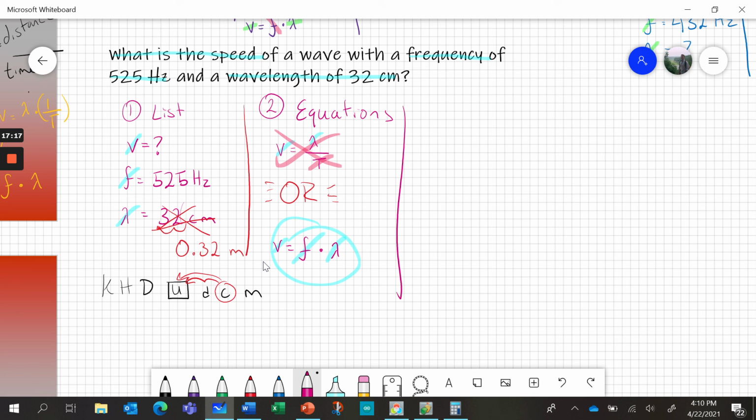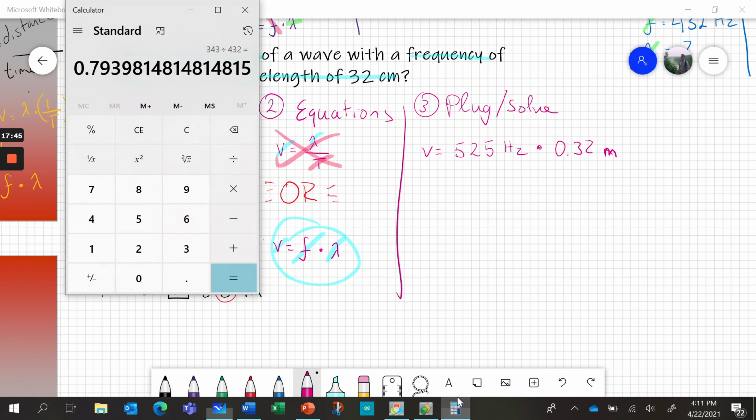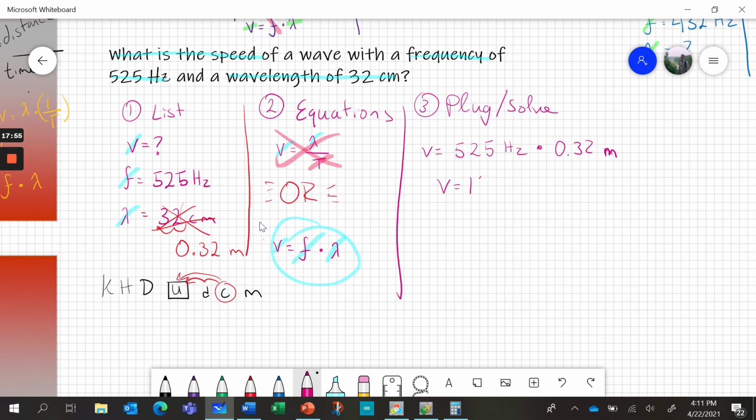So final piece here, step 3. Plug in our numbers and solve our equation. V is unknown, so we can't replace it. F is 525 hertz times lambda, which is 0.32 meters. I can't do that in my head. 525 times 0.32 gives you a V of 168 meters per second. And there we go.